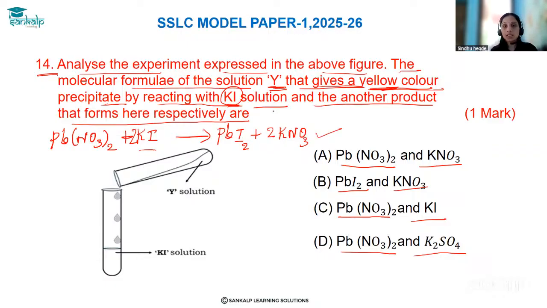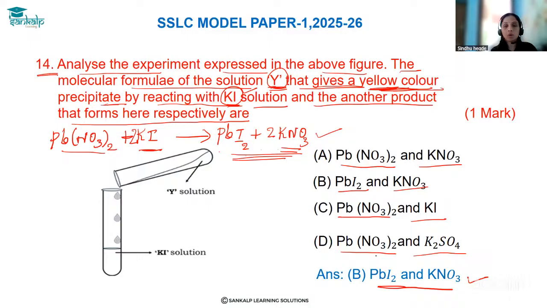The question is, when this Y, which is Pb(NO3)2, reacts with KI, it gives one yellow color precipitate plus another product. So here the products are PbI2 plus 2 KNO3. Hence the correct answer is PbI2 and KNO3. The remaining are all wrong.